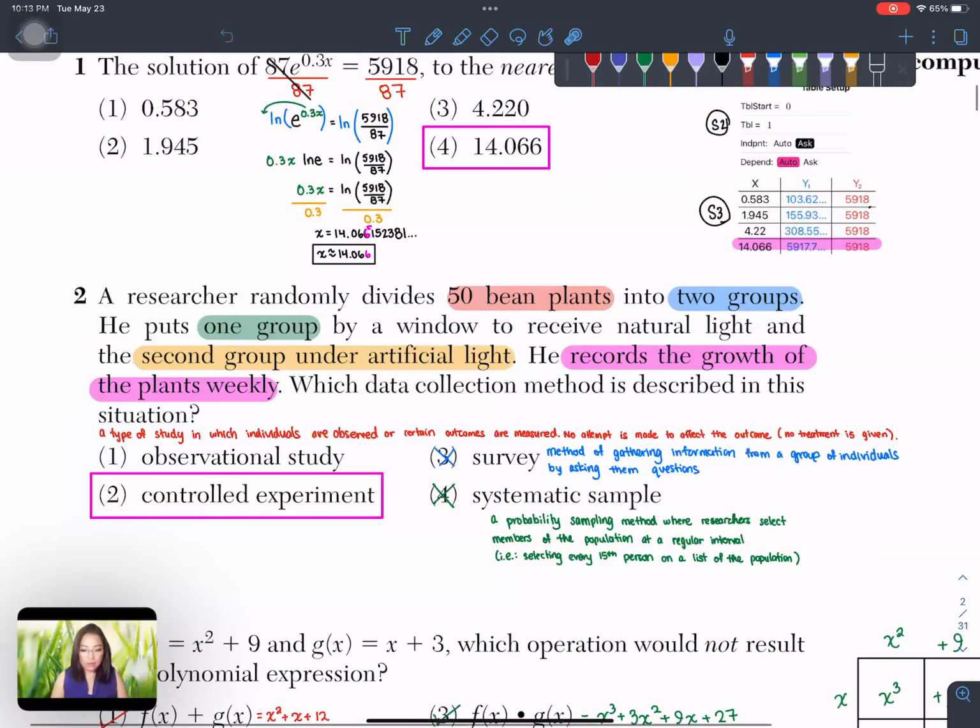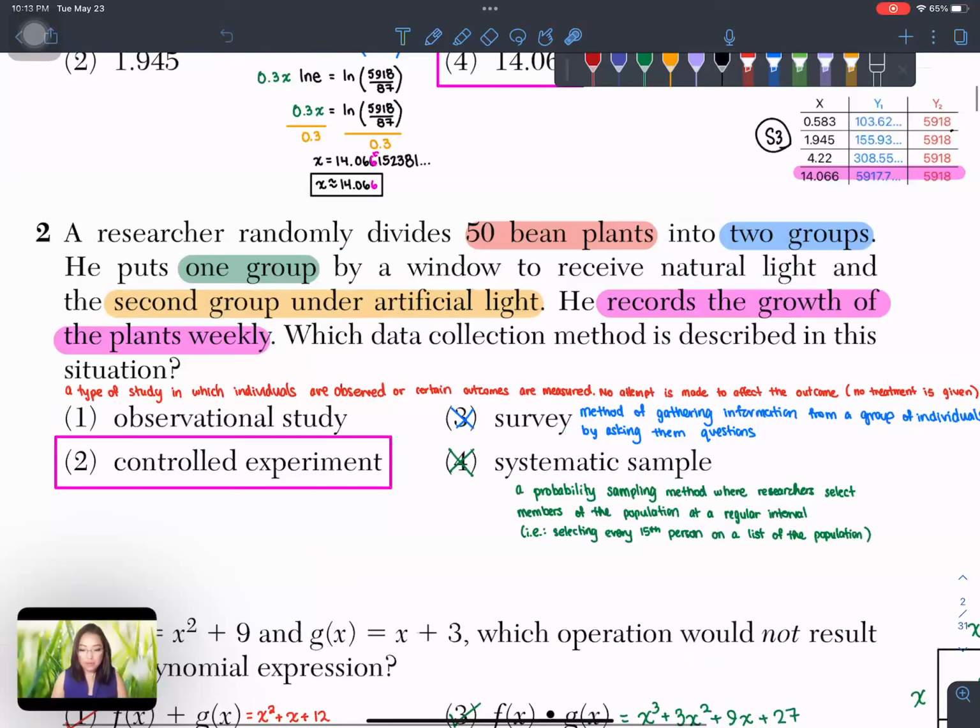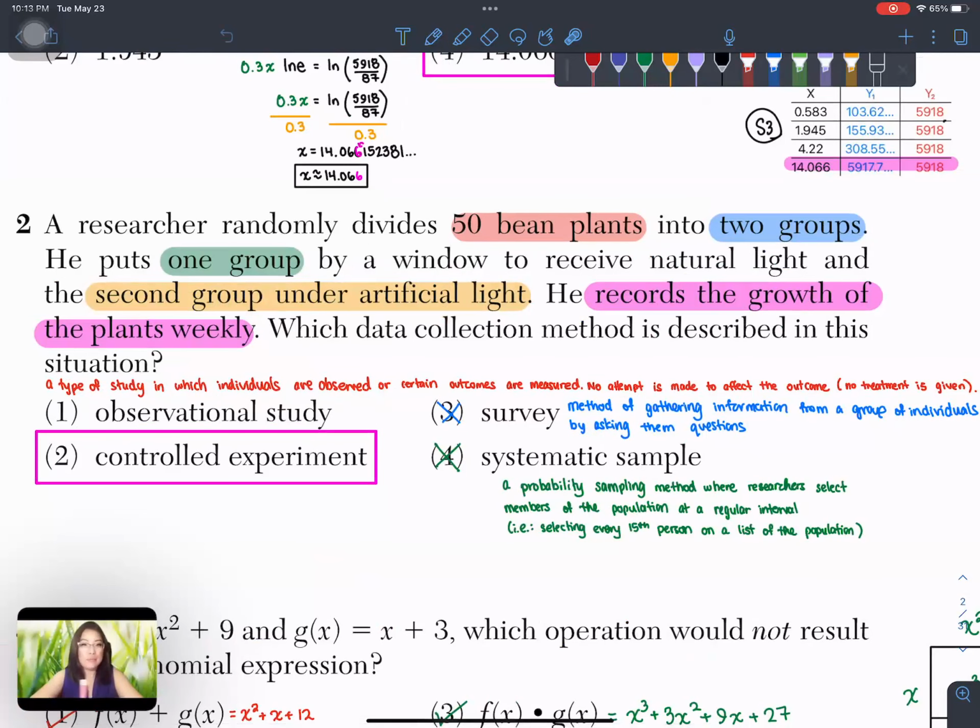Number 2, if you're dividing into 2 groups, this is a control experiment. Here are the reasons why the other ones aren't. An observational study is a type of study in which individuals are observed or certain outcomes are measured. No attempt is made to affect the outcome and no treatment is given. You're not dividing them into groups.